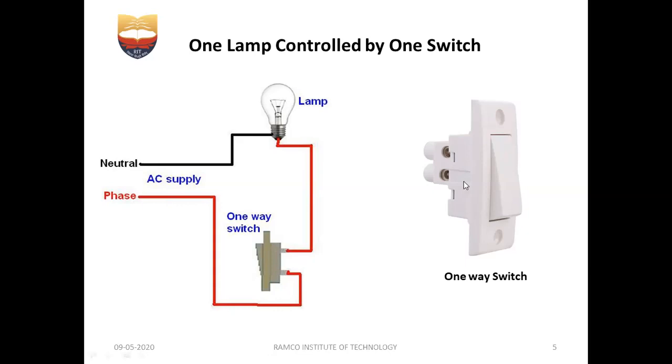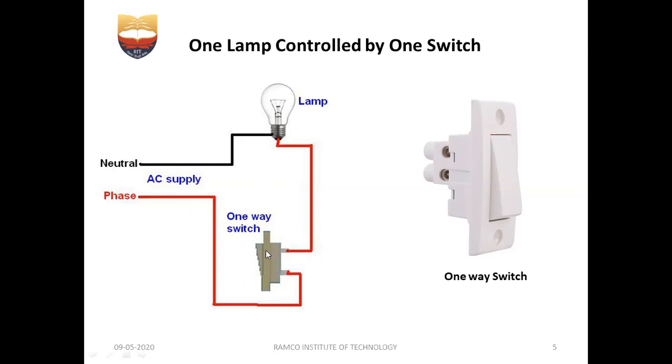So see here at the right side of your slide, we have a one-way switch. In a one-way switch we have two terminals here, right? One terminal, the bottom terminal, is connected to the phase, and the top terminal is connected to the lamp. Now when we press the switch, what will happen? These two terminals get in touch together. So now the phase is connected to the lamp and it starts to glow, right?